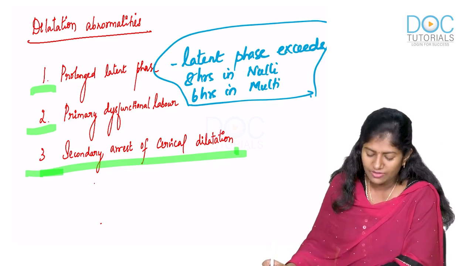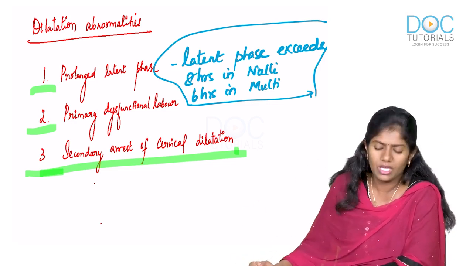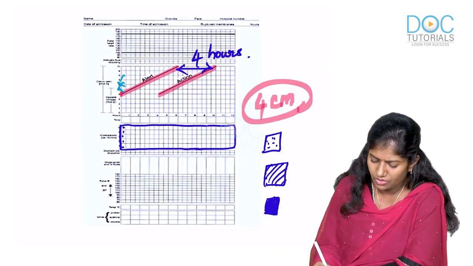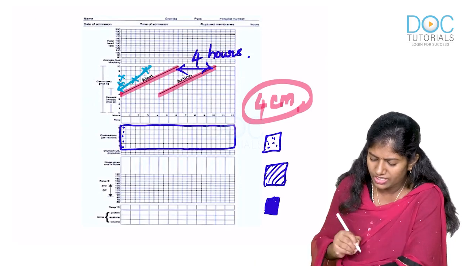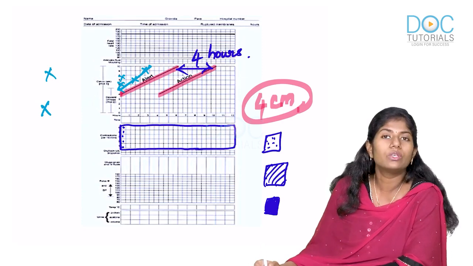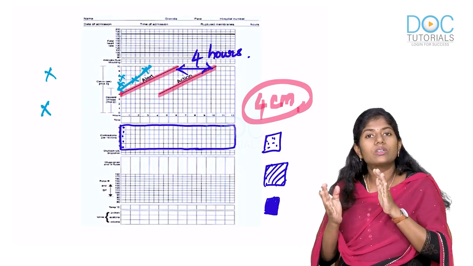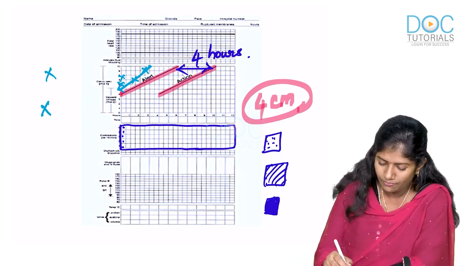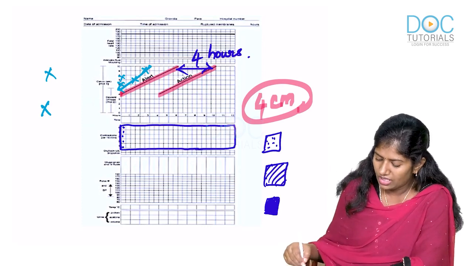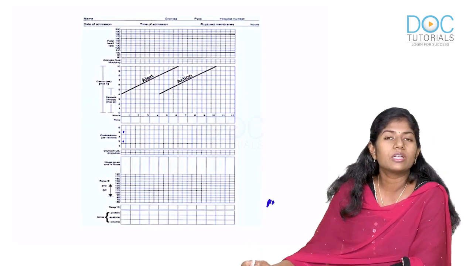What is primary dysfunctional labor? If the dilatation is slow from the very beginning. See, this is basically where we plot the dilatation, like this. The alphabet X is what we use for dilatation. If all the X's fall to the right of the alert line and no X is to the left of the alert line, it is primary dysfunctional labor.